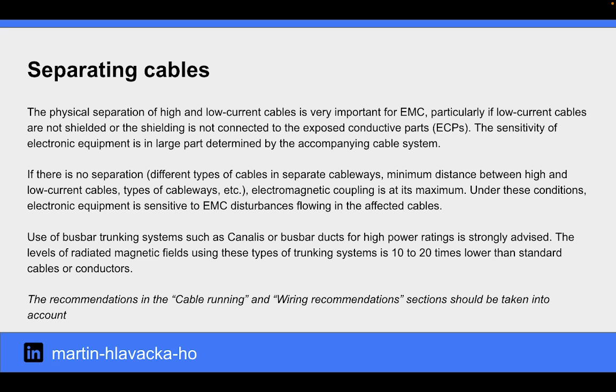Use of busbar trunking systems, such as canalis or busbar ducts, for high power ratings is strongly advised. The levels of radiated magnetic fields using these types of trunking systems are 10 to 20 times lower than standard cables or conductors.